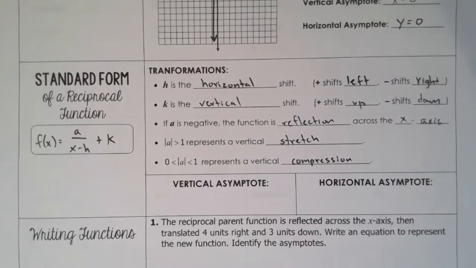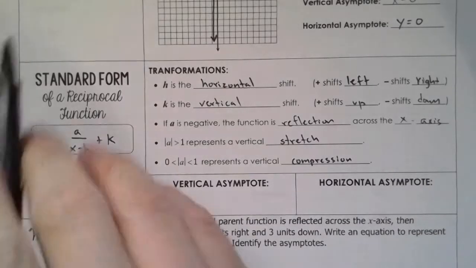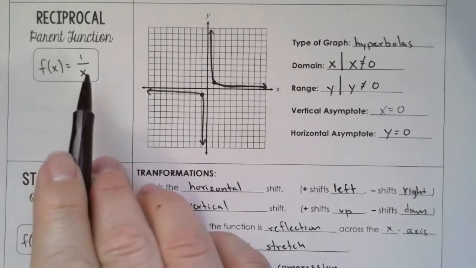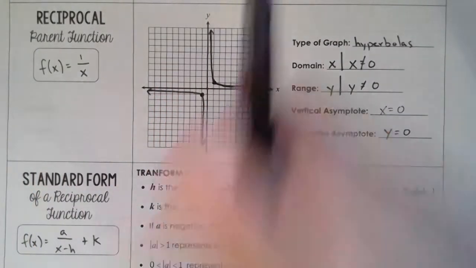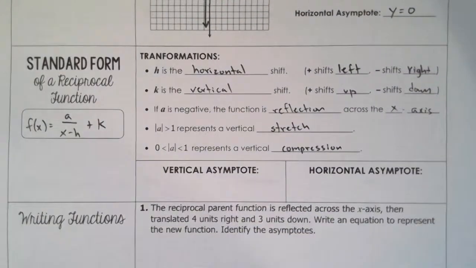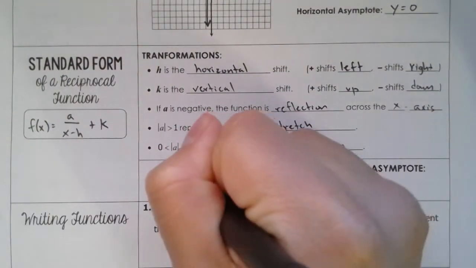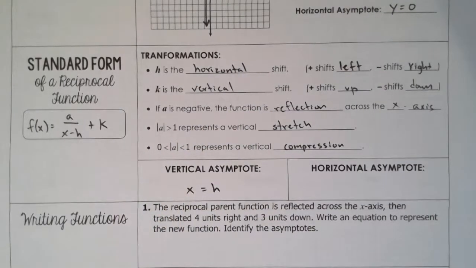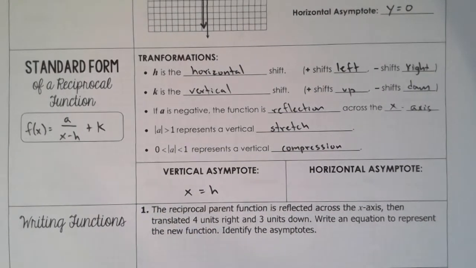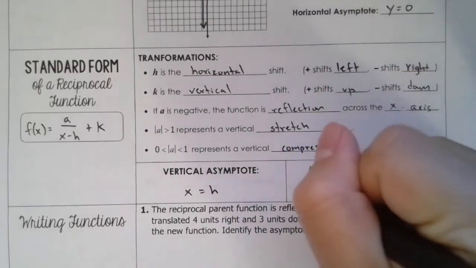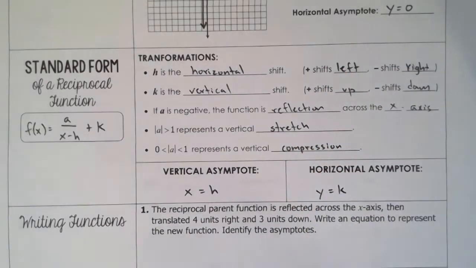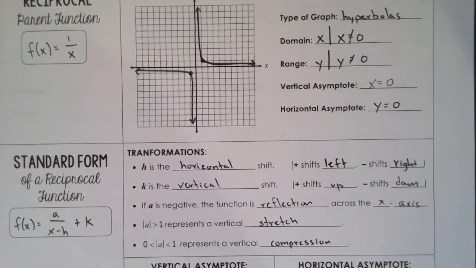The vertical asymptote here, notice that just like in the parent function, I couldn't plug in 0, so that was my vertical asymptote. Works the same way. If you have some value in the denominator, you can't get 0, so your vertical asymptote will be h, and your horizontal asymptote will be k, because it's just going to get shifted around based on this parent function.